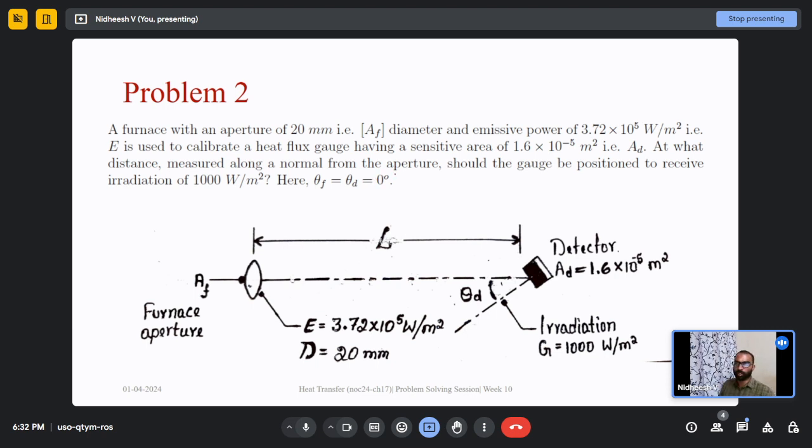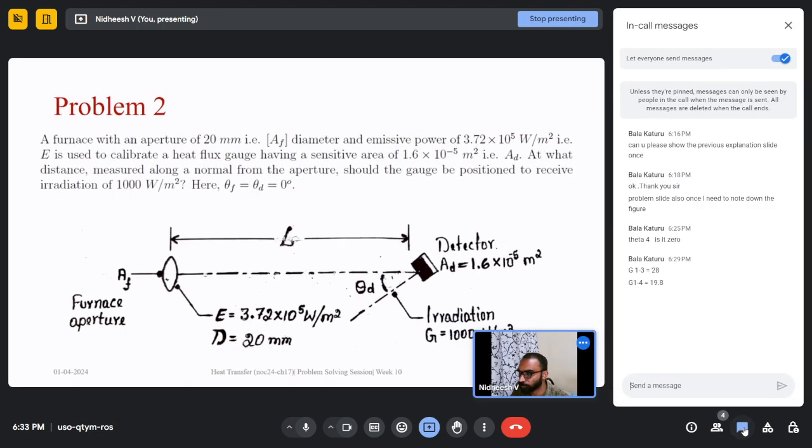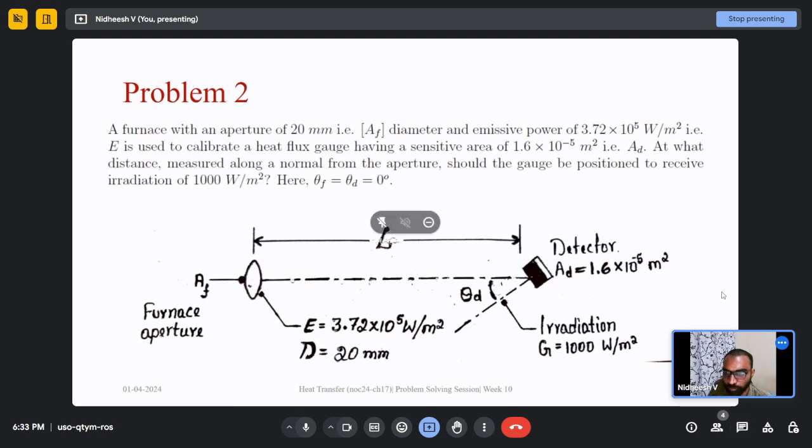Take a minute to go through the problem statement, and after that we will discuss both the problem statement and the solution. Okay, is the problem statement clear?